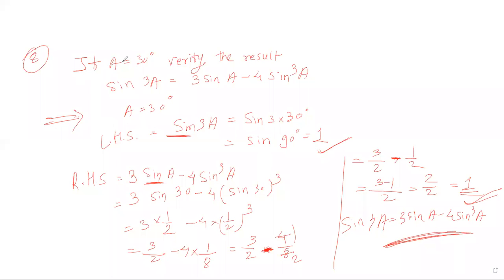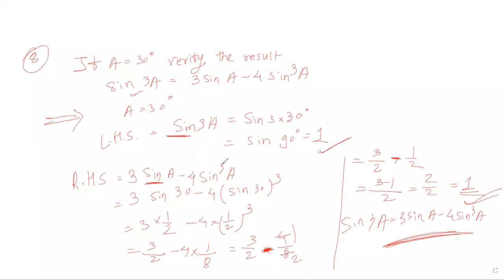परत एकदा एक्सप्लेन करते बघा. A is 30 डिग्री आणि व्हेरीफाय करायचं आपल्याला sin 3A is equal to 3 sin A minus 4 sin cube A. मग A is 30 degree. Left hand side is sin 3A. Sin 3A means sin 3 multiply A, put in the value, A is 30 degree. So sin 90 degree. We know the sin 90 degree value. Sin 90 degree is 1.